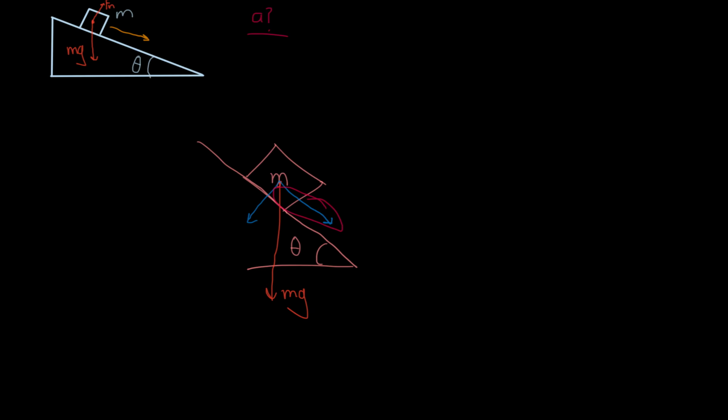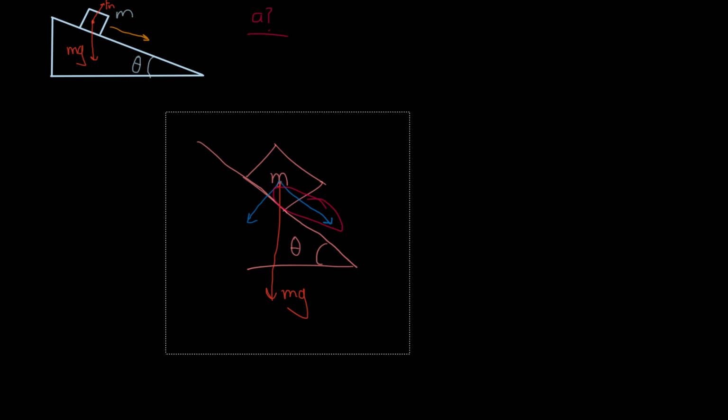Well, if we think about it, the component of mg going in that direction is going to be a portion of mg, and that will be dependent on this theta. If this theta is bigger, we could see that more of mg will go towards pushing it down the gradient. If theta is smaller, we'll see that less of mg is making it accelerate.